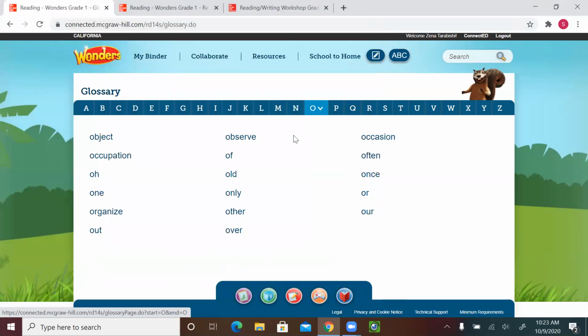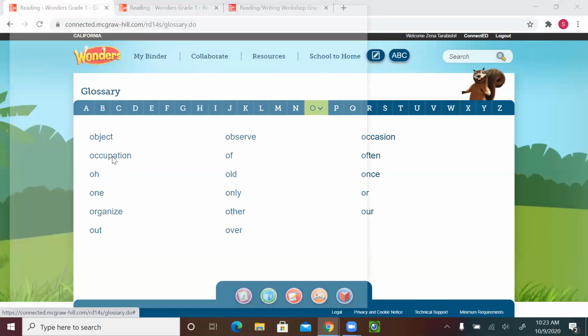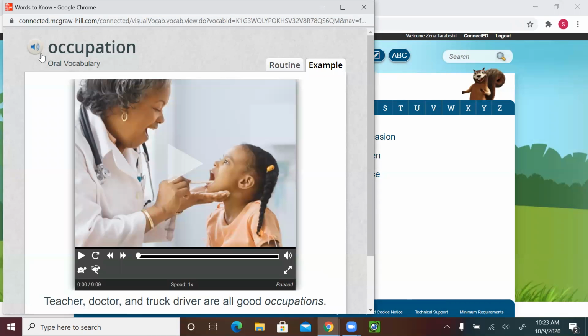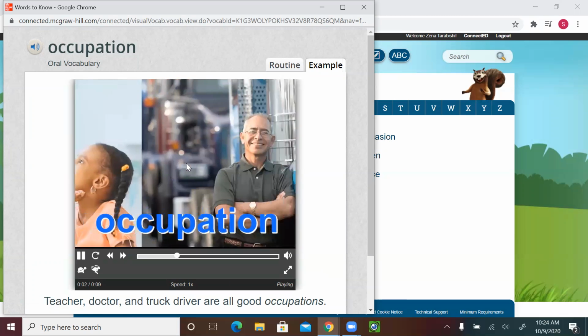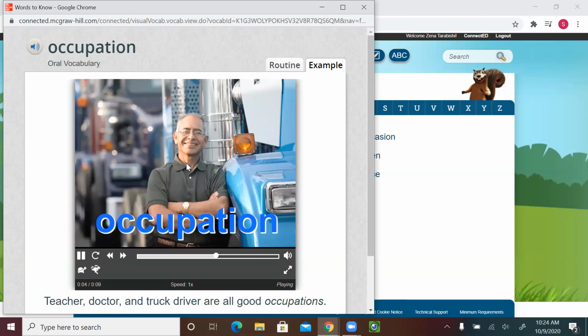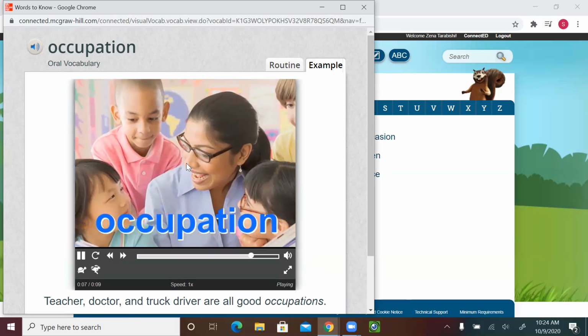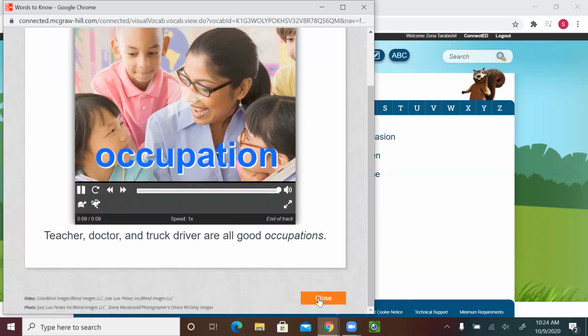And the last word for this unit. Occupation. Teacher, doctor, and truck driver are all good occupations. Occupation. An occupation is a job that someone does. Occupation. Teacher, doctor, and truck driver are all good occupations. Very good.